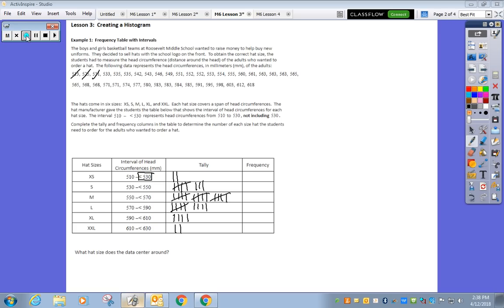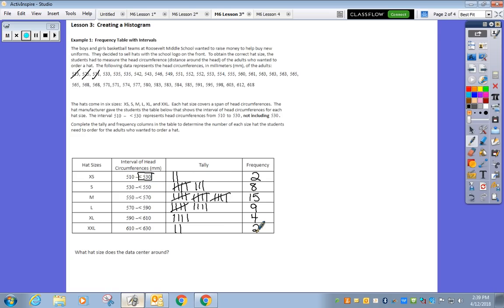However, most of the time when you collect information, it's going to be kind of all over the place. So that's why it's a good idea to go through number by number, cross them off, and tally them as you go. Now, frequency just means how many times it occurs. So we're just counting basically how many tallies we have. For extra small, or 510 to less than 530 millimeters, I have 2 people. For the size small hats, I have 8, then I have 15, I have 9, I have 4, and I have 2.